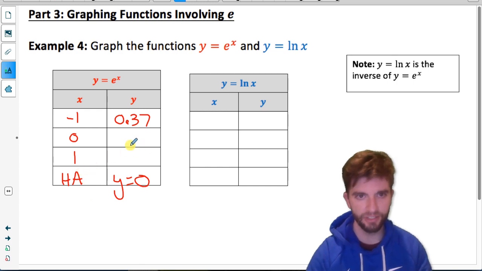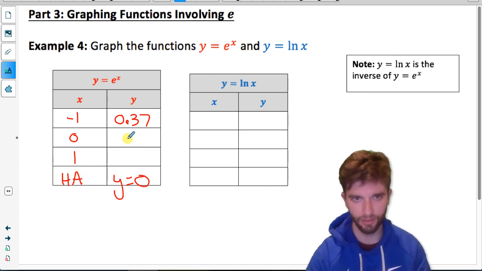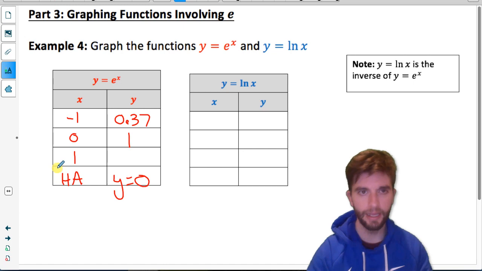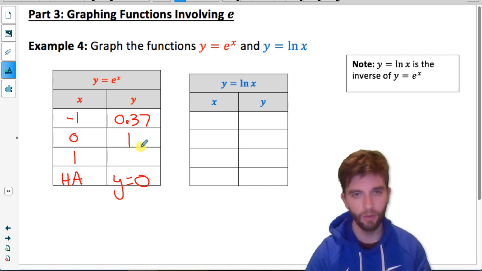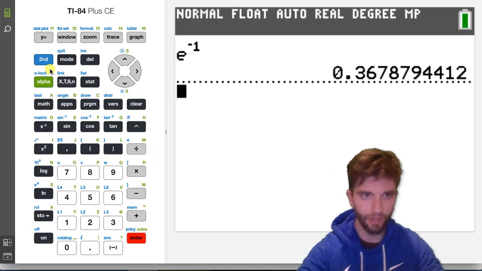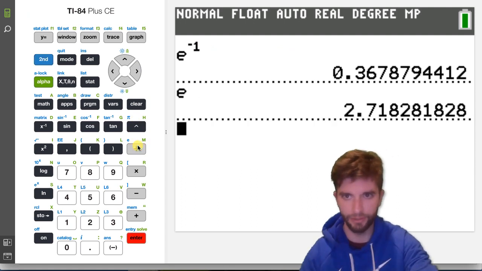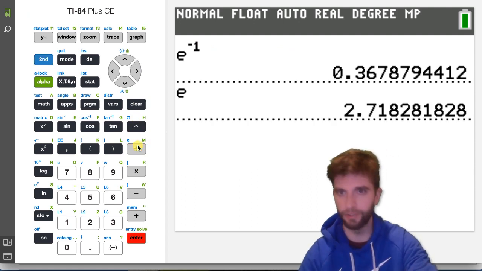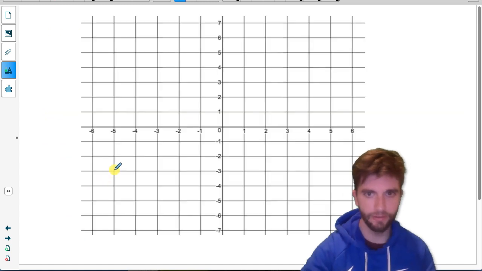e to the power of 0, well, anything to the 0 is 1. And e to the power of 1, well, remember e is that irrational number, 2.71828, and so on. So let's round to two decimal places, it's about 2.72. So let's graph this function.